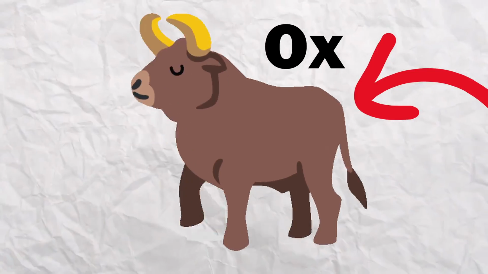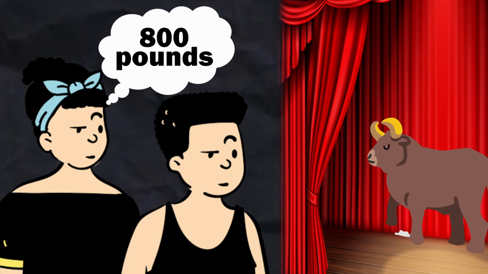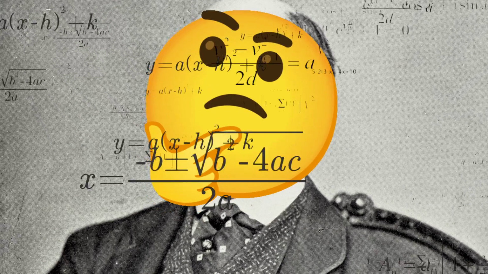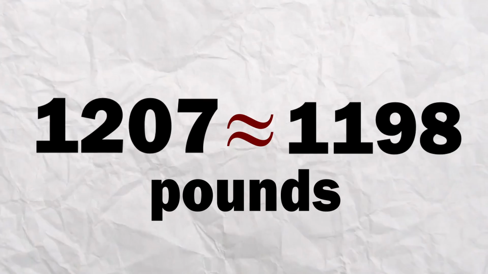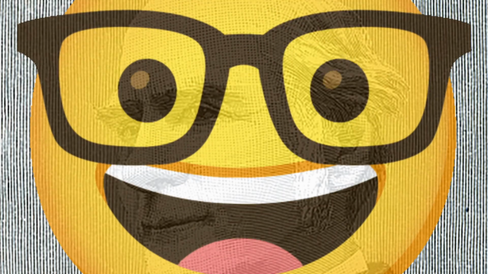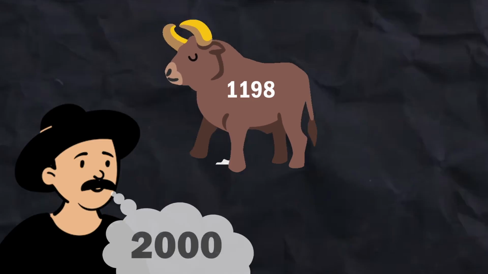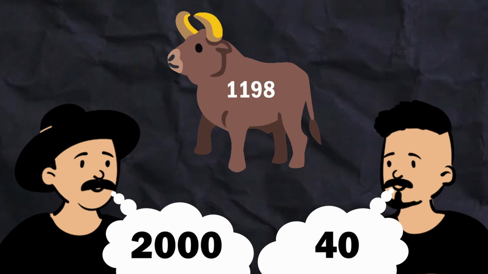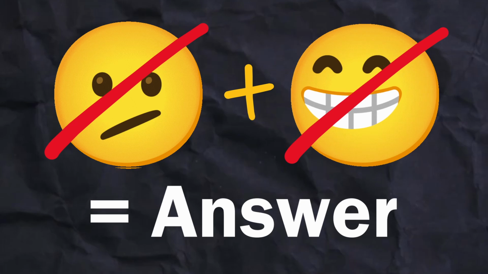An ox was on display and nearly 800 villagers were invited to guess the animal's weight. Galton studied their individual entries and was able to calculate an answer similar to the actual answer. He calculated by taking the average of all entries. But how does this work? Some people's guesses are really close while others are completely off. Does their dumbness and smartness cancel out to give the answer?